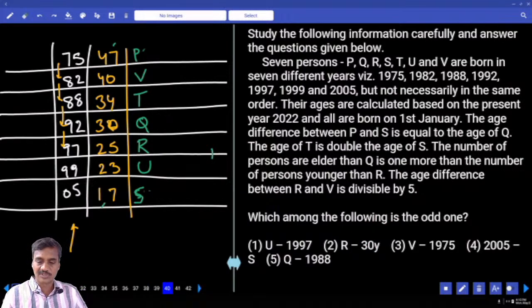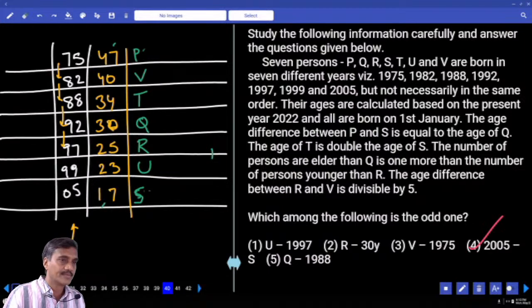And 40, which among the following is the odd one? U was born in 1997, false. That is U and 97, adjacent. R and 30 years, they are adjacent. V and 1975, they are adjacent. S and 2005, S himself is 2005, choice 4 is the odd one, false. Clear?